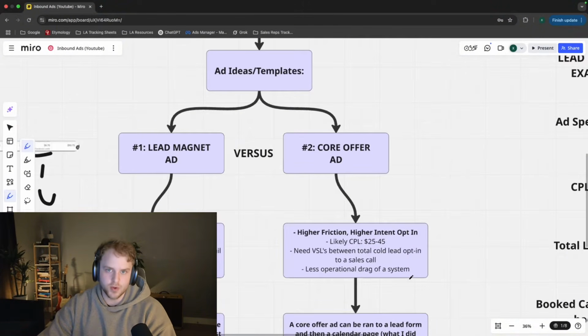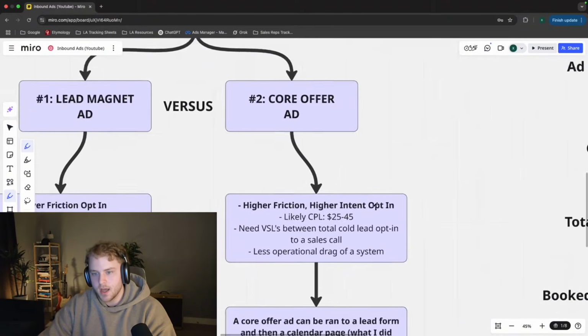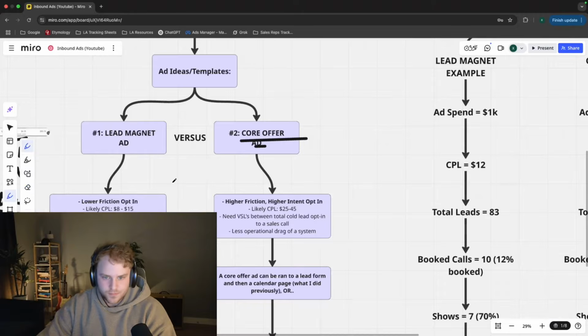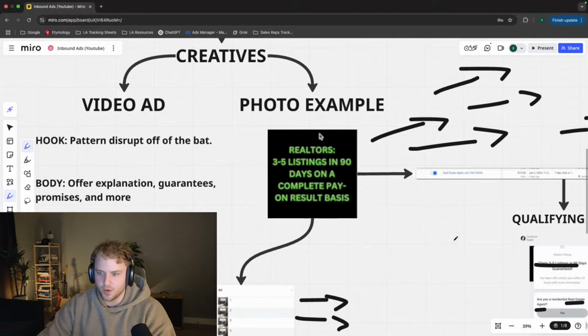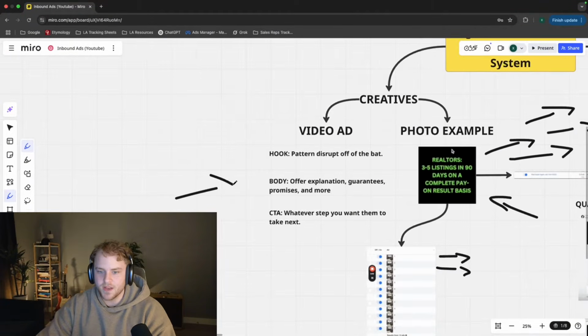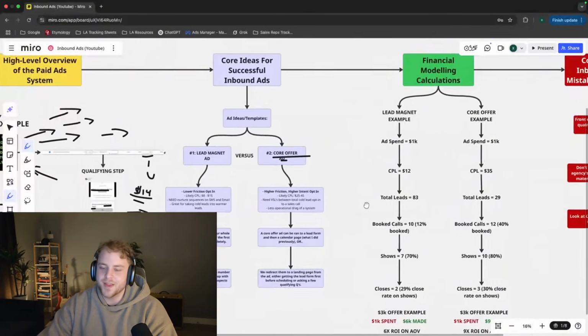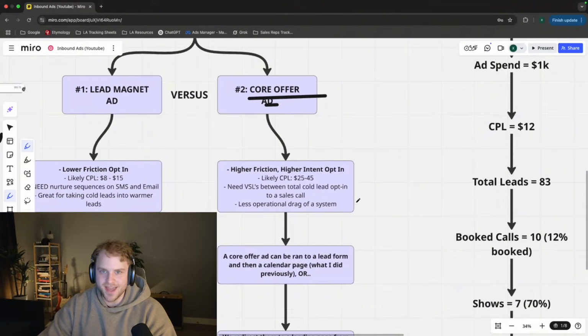The second type of ad you can run in terms of the paid ad system here is just a core offer ad. Like we did over here with the ad I was running, this is called a core offer ad right here. And if you're making a video ad, it would be the exact same thing. We're just selling them on our offer to book a call with us. And literally it's a lead form that gets sent straight to a Calendly. So there is basically nothing in the middle of this.